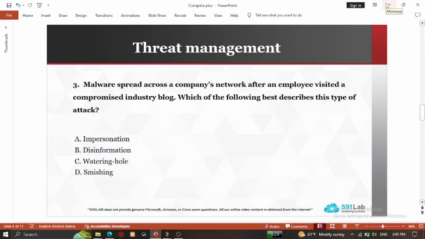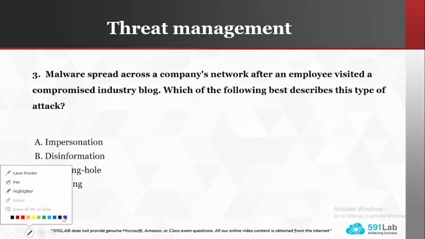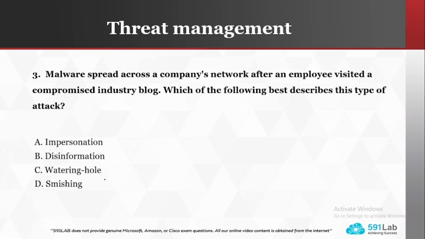Threat management. Malware spread across a company network after an employee visited a compromised industry blog. Which one of the following best describes this type of attack? A. Impersonation. B. Disinformation. C. Watering hole. D. Smishing. The most likely type of attack in this scenario is C. That is a watering hole attack.